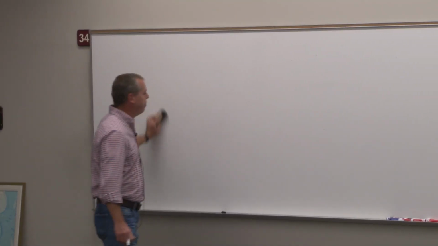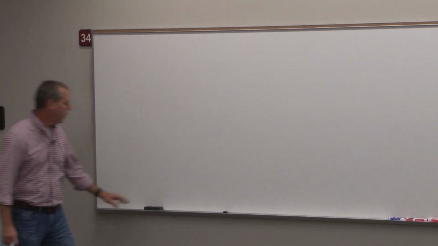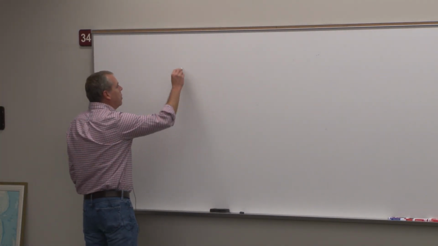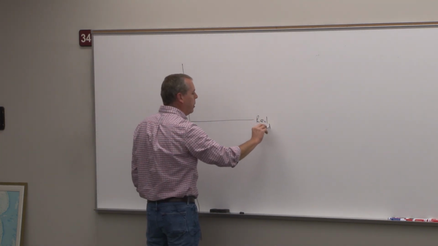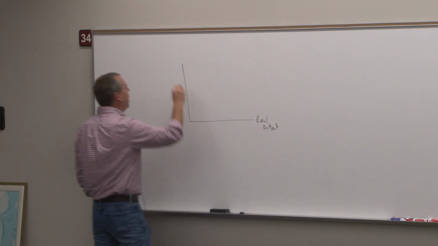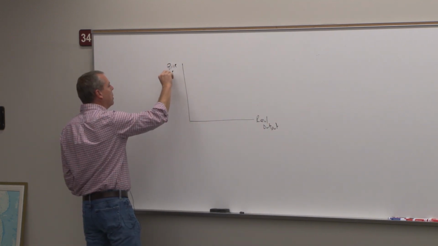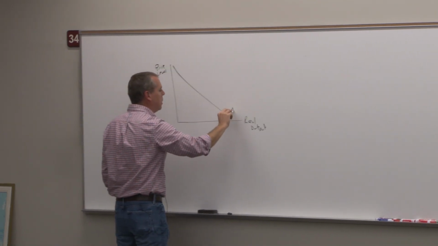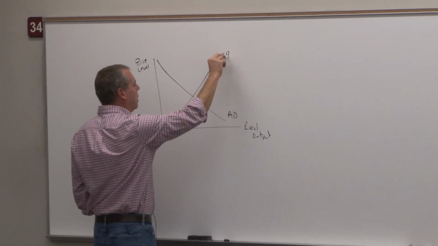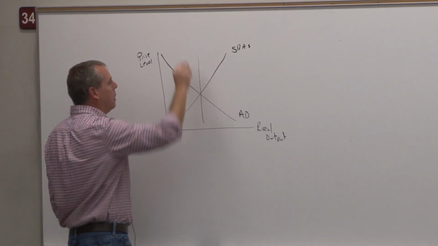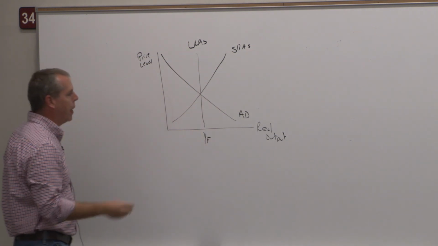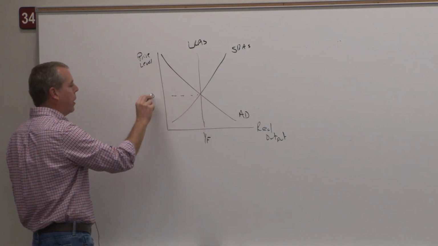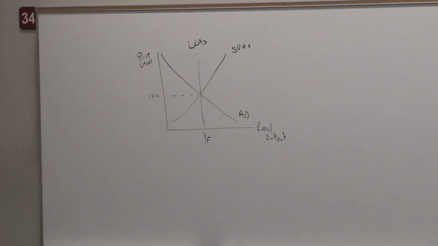So, where was I? Oh, the AD-AS model. So we've got this real output, and we have our price level. And we know that we're at some full employment level of output. We've got some price level that exists here, we'll just call it 100 because it's a nice round number. It's easier than having PL1 or whatever.